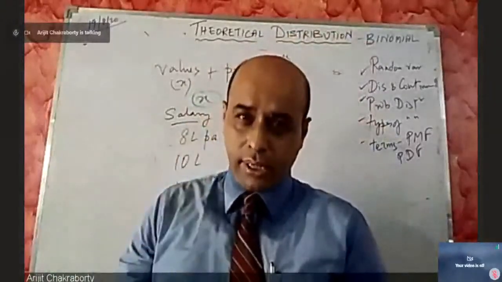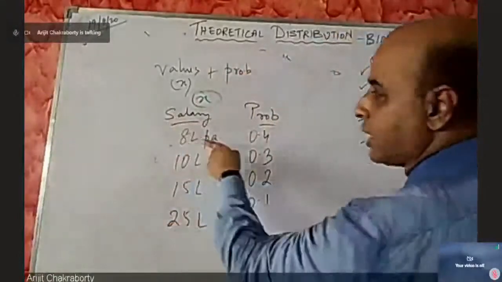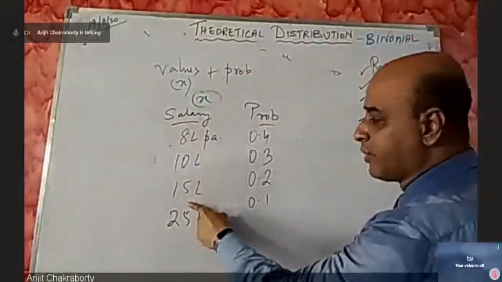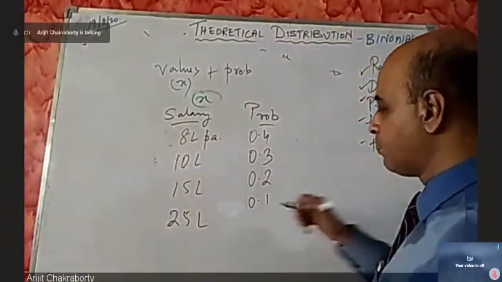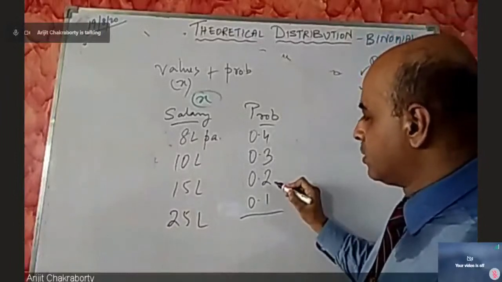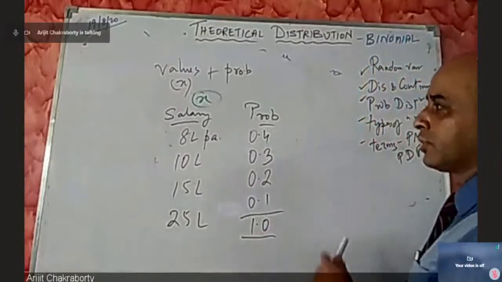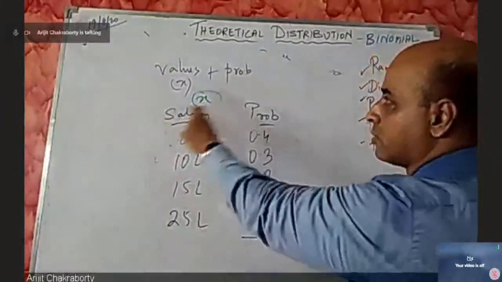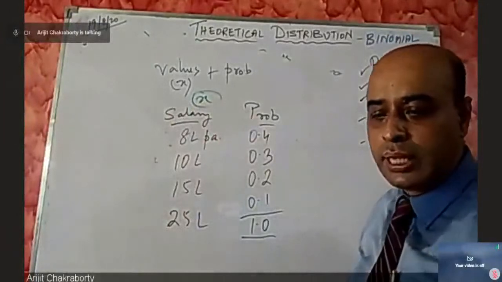Is it discrete or continuous? It's discrete. Now for the variable, X can take 8 lakhs value, 10 lakhs value, 15 lakhs or 25 lakhs. I have given the probability. Let me add up and see. 0.4, 0.3 is 0.7, 0.9, 1.0. So this gives me a probability distribution. Okay? This is a probability distribution.